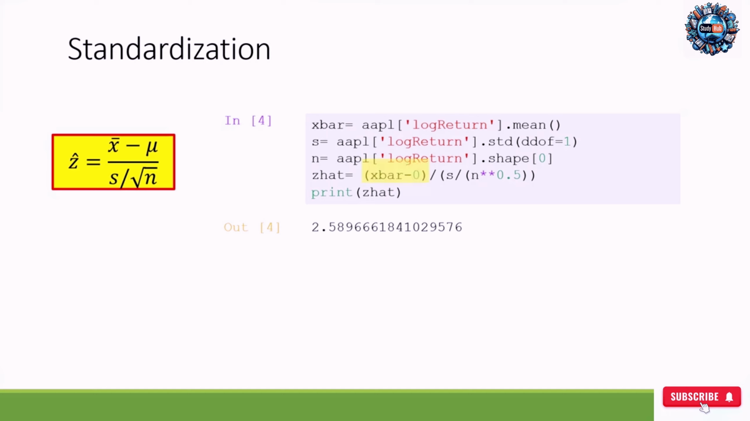If z hat is significantly different from 0, we can infer that this sample is not sampled from the population with mean equal to 0. Then we can reject the null. How do we define the significance level? We use a probability on the two tails of the distribution.